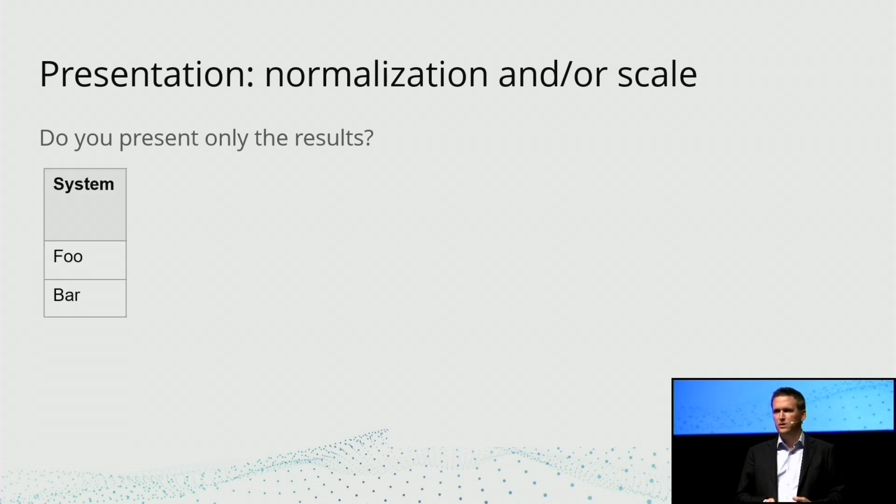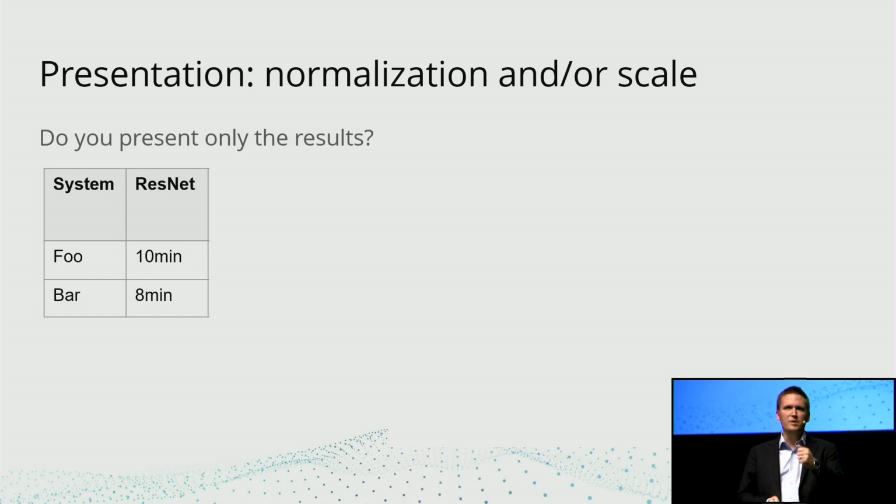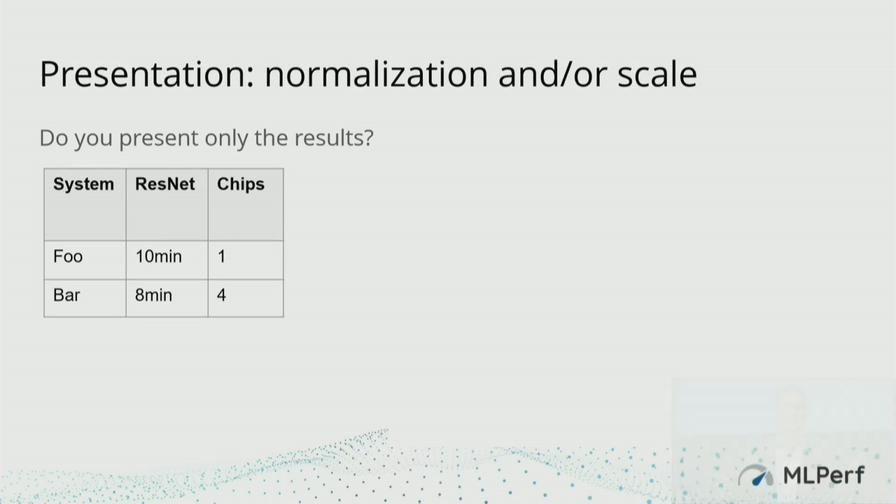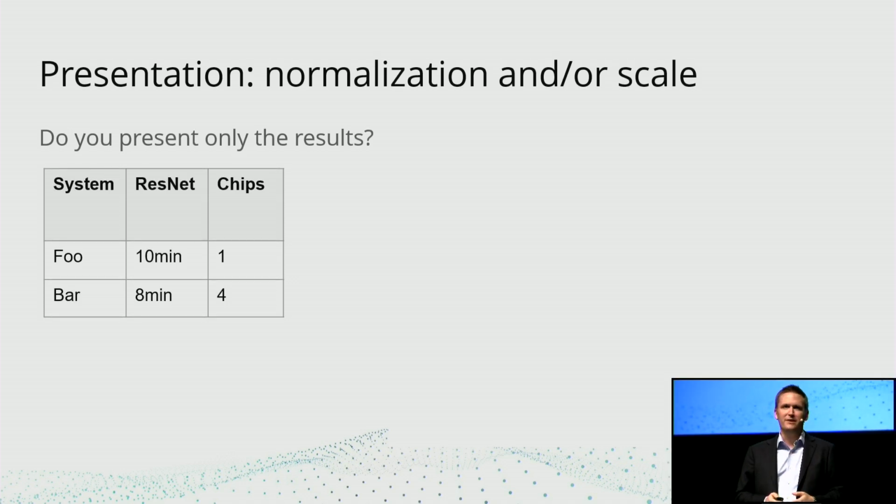So let me give you an example of how this works. Suppose I have 2 systems, foo and bar. They each post a time on ResNet. Clearly, bar is the better system. But wait, foo had only 1 chip, bar had 4 chips. So clearly, foo is the better system.